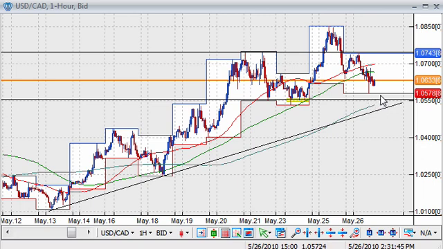So we have some levels of support coming up for this pair if we continue to see risk appetite, which would favor the Canadian dollar. However, we have seen these near-term relief rallies turn rather quickly as soon as there is any kind of new news coming out about systemic risk in the financial markets.